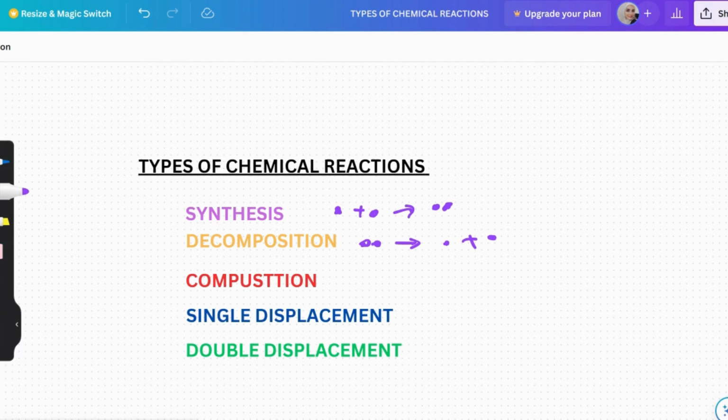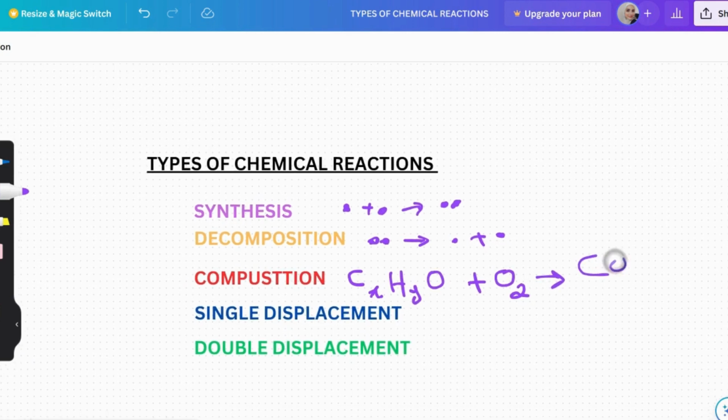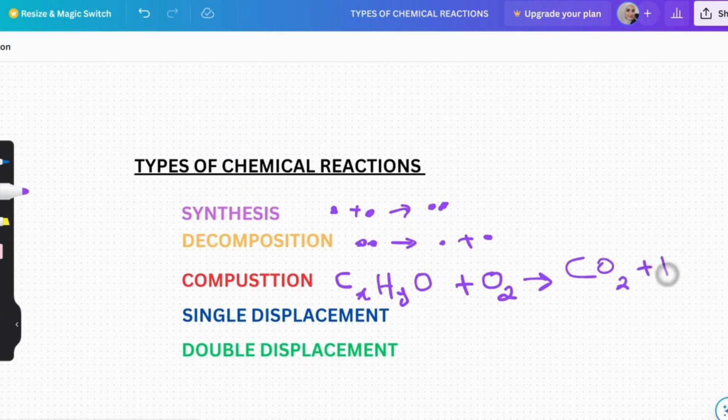Combustion means burning a hydrocarbon. A hydrocarbon is carbon (C), whatever number, hydrogen (H), whatever number, sometimes oxygen. When you burn it with oxygen, O2, it always gives you CO2 and water. After doing it, you have to balance the equation.